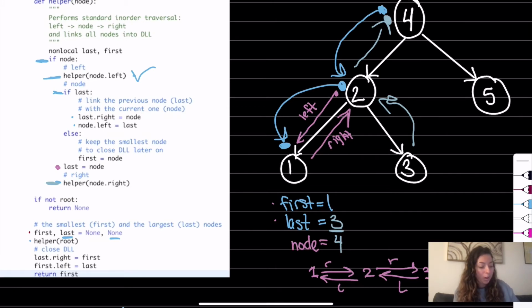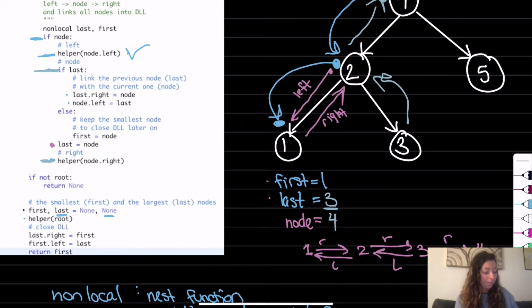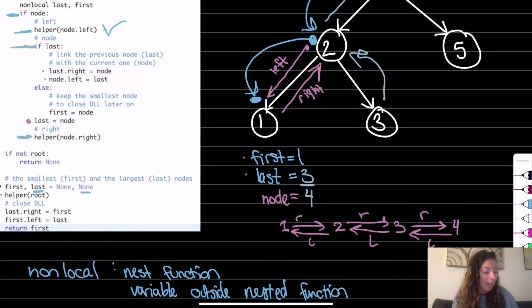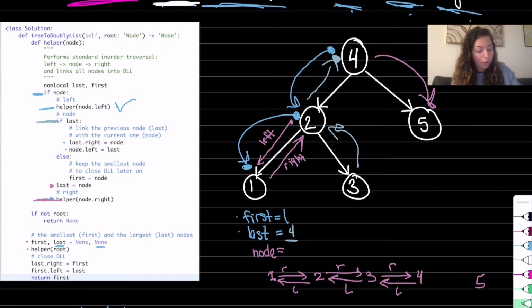Okay, let's see what we're doing here. For 4, we've already done its left-hand side. So now we're here, if last, which we do have a last. So we are setting last dot right to be the current node, which is 4, and the current node's left to be last, which is 3. From here, we go into the helper, the node dot right, which 4 does have a right, and it's 5. Before we did that, we forgot to set last equal to node. So we have to make that update. Last is now equal to 4, and we are now moving on to the right.